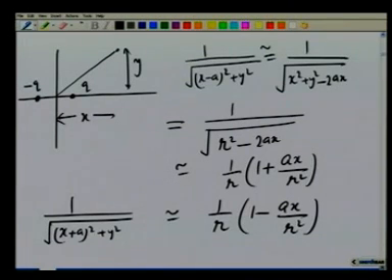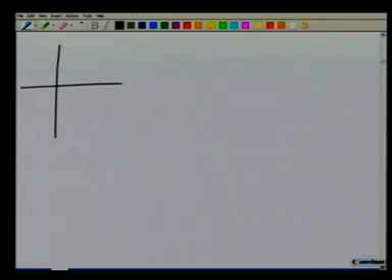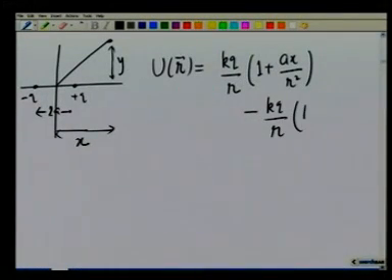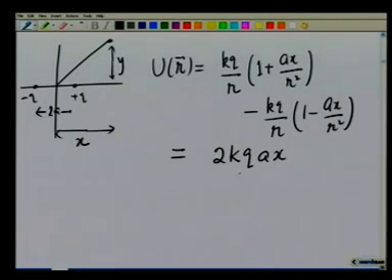Combining the two, I get the potential for this dipole separated by 2a, with minus q and plus q, as u at r, where r is this point, distance y, distance x from the origin, as k q over r times (1 plus a x over r square), I am working under those approximations where a is very small, minus k q over r times (1 minus a x over r square), and that gives me u of r to be 2 k q a x over r cubed.